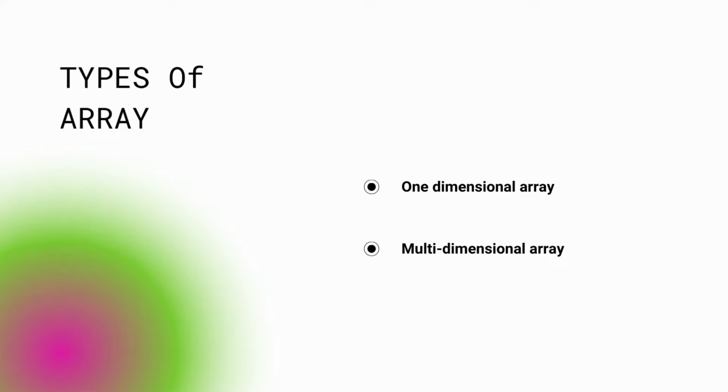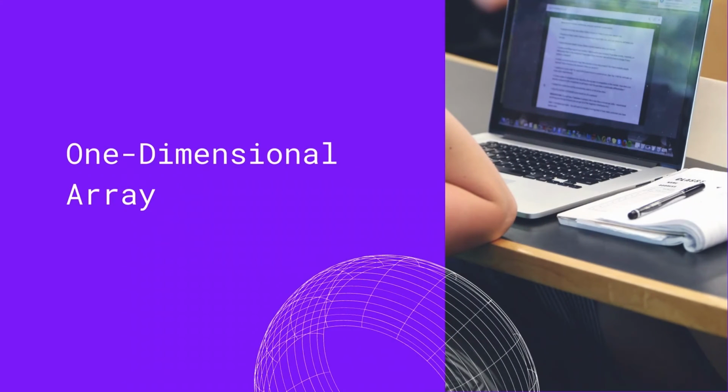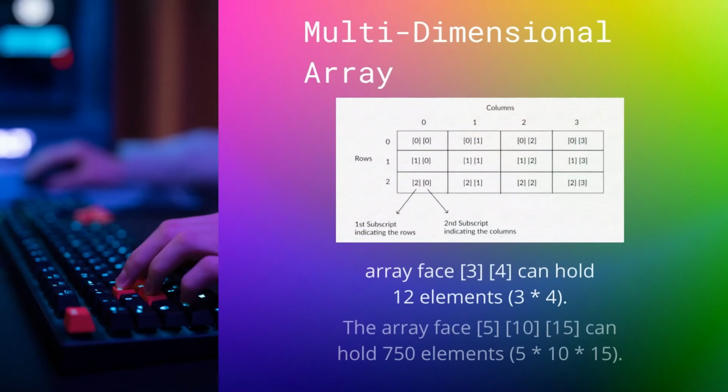The various types of arrays are as follows. First, one-dimensional array. Second, multidimensional array. One-dimensional array. A one-dimensional array is also called a single-dimensional array where the elements will be accessed in sequential order. This type of array will be accessed by the subscript of either a column or row index.